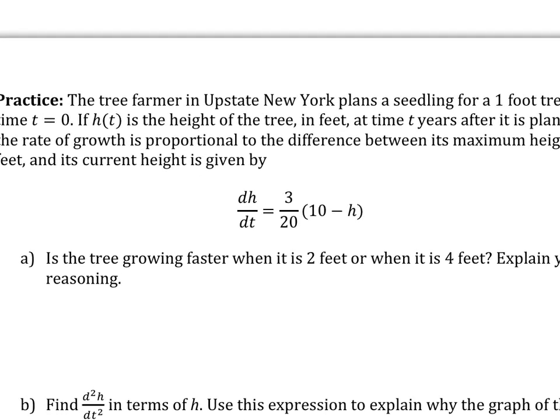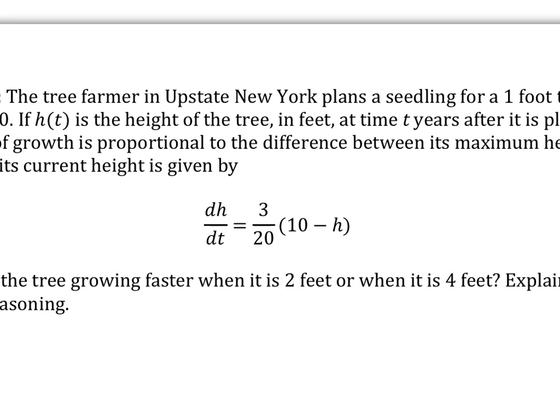The tree farmer in upstate New York plants a seedling. A seedling is like a small tree, a 1-foot tree at time t equals 0. If h of t is the height of the tree in feet at time t years after it is planted, the rate of growth is proportional to the difference between its maximum height, 10 feet, and its current height, given by this. Okay, so this is a typical differential equation where your equation now has an h in there. No longer is it only t, the variable h is also in there. So you're going to have to separate. If you want to integrate, you have to separate.